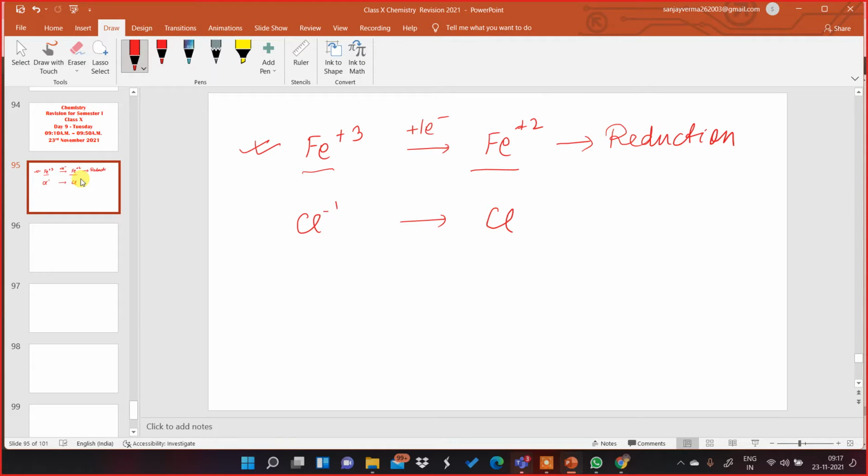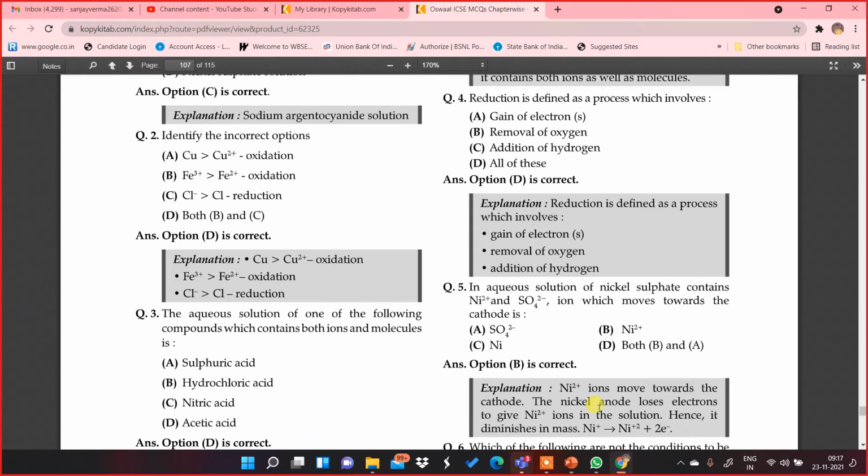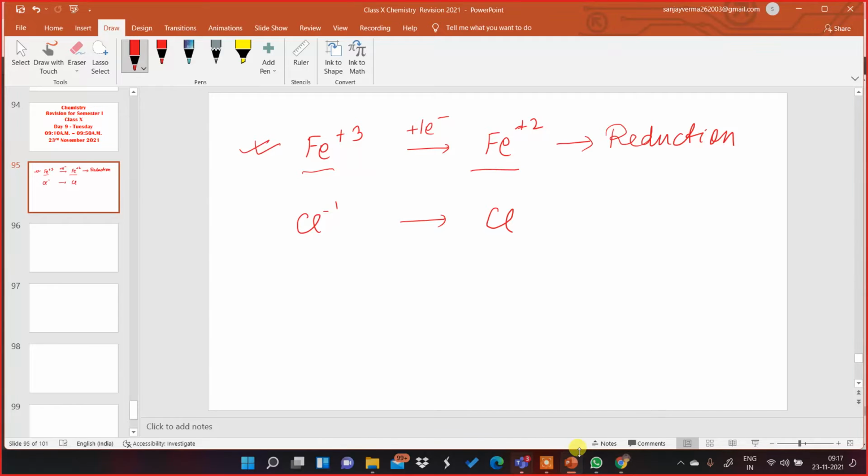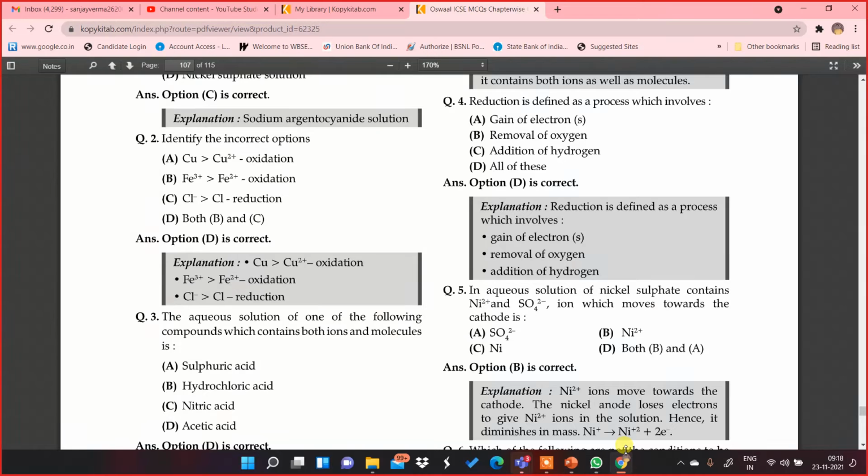Isn't that reduction? But in the option, what is given? Oxidation, no? So that is wrong, no? Yes, sir. Similarly, if you look at the third option, chloride ion. How will you convert chloride ion to chlorine atom? By taking out an electron. So loss of electron. That loss of electron is oxidation.